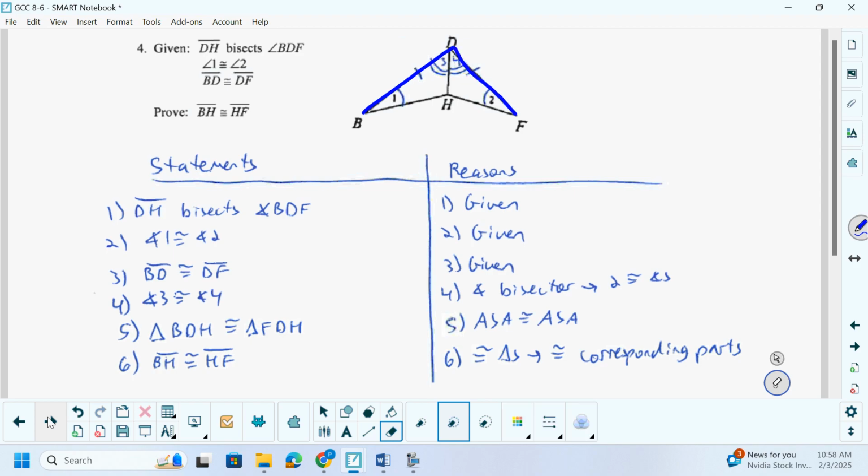So trace the angle BDF, trace DH. Notice they're meeting at D. So that's where the congruent angles should be. I chose to number them 3 and 4. So angle bisector implies 2 congruent angles.